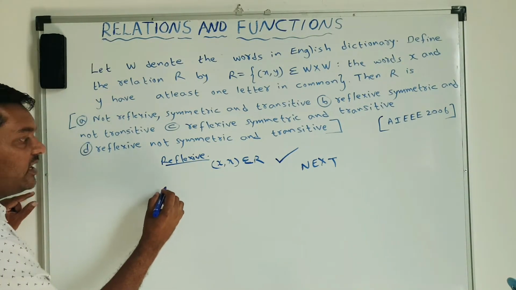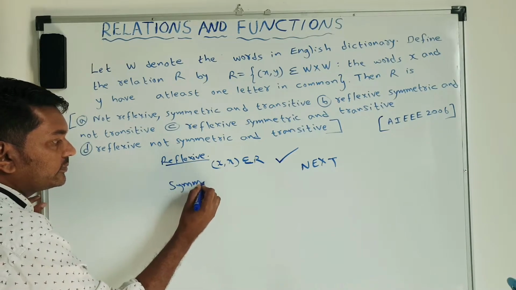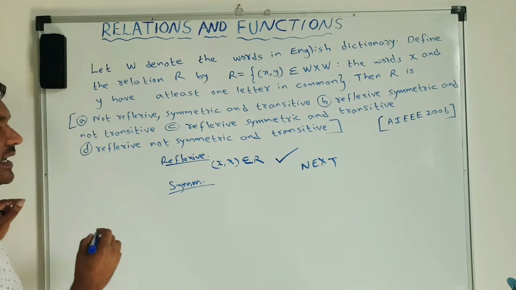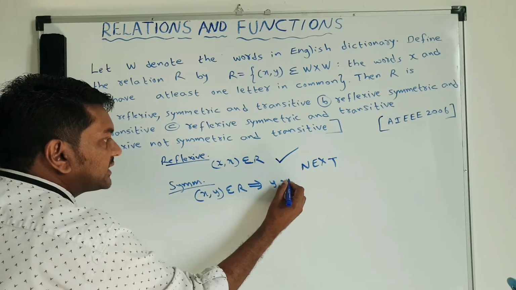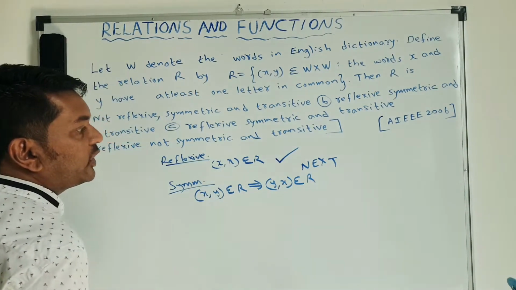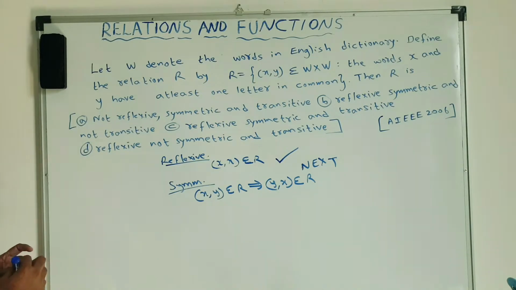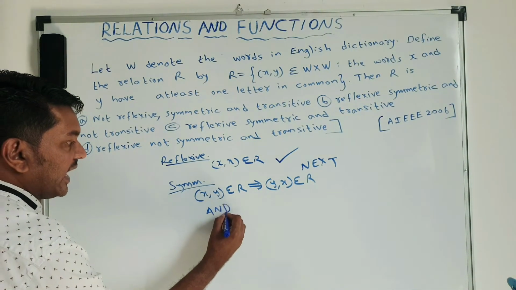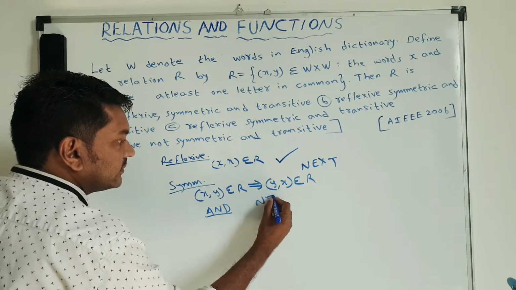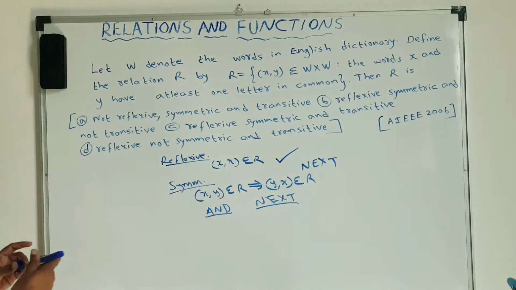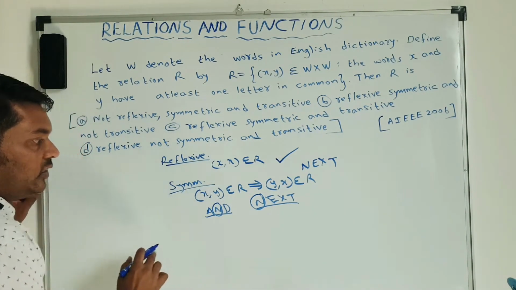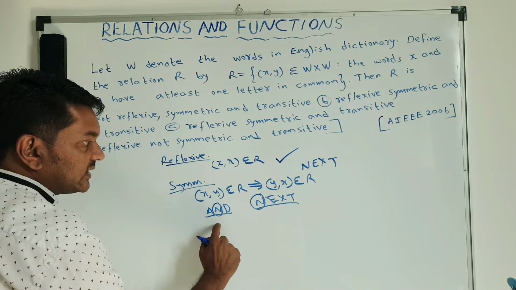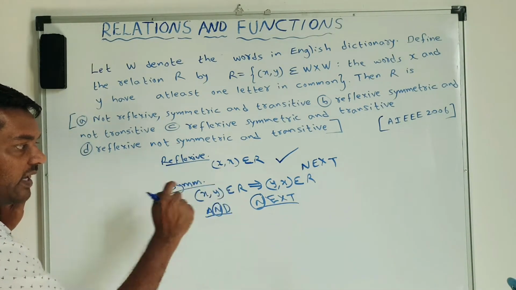Now going to check whether it is symmetric or not. For being symmetric, (X, Y) belongs to R should imply (Y, X) is also an element of R. So I am taking an example. One word AND, and the second word NEXT. Do they have any letter in common, at least one letter? Yes, N is common in both of them. So AND and NEXT have letter N common. So (X, Y) is an element of R.